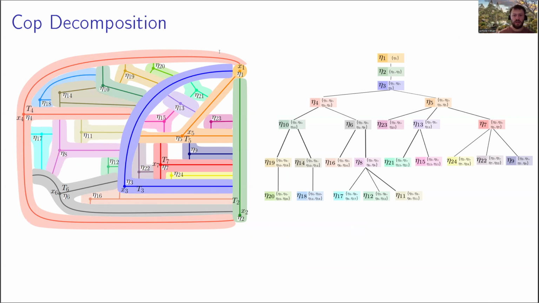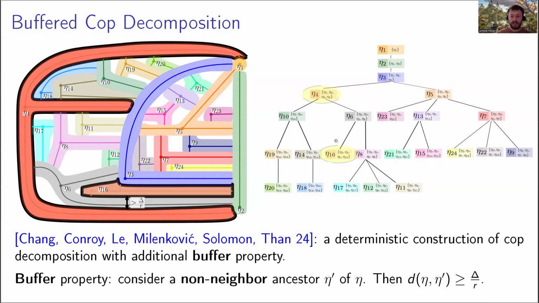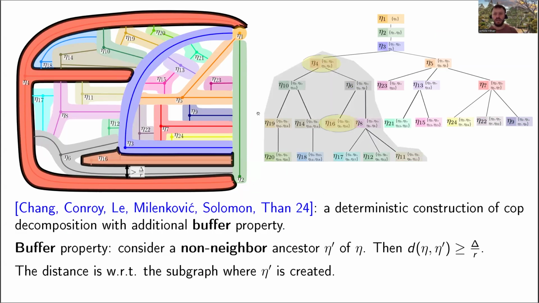until we cover everything. And recently, one year ago, Chang et al. showed that one can construct this decomposition with an additional buffer property. The buffer property is the following. For every two clusters which are ancestors of each other, like 4 and 16 here, the guarantee is that if they are not touching, then the distance between them cannot be arbitrarily small, and specifically, the distance between them will be at least delta over R. So there's some guarantee that distances cannot be arbitrarily small, and the distance is with respect to the cluster when the ancestor was created, like at the time.